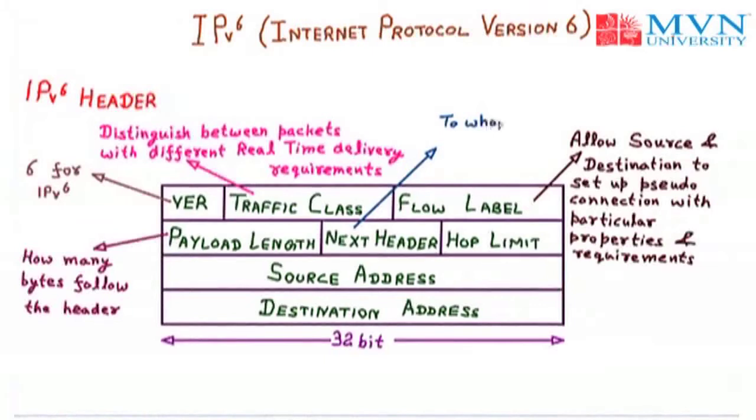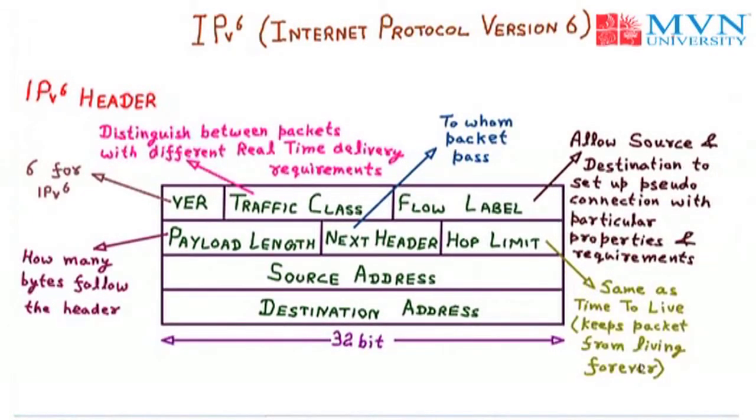So next we have the next header, that means to whom the packet is passed. So next header represents to whom the packet is passed, that means the next address to whom the packet will be sent. Now the next one we have is the hop limit. Hop limit is the same as the time to live, and it keeps the packet from living forever. And next we have the source address, that means from where the IPv6 packet was sent, and the destination address, that means to whom the packet will be received.